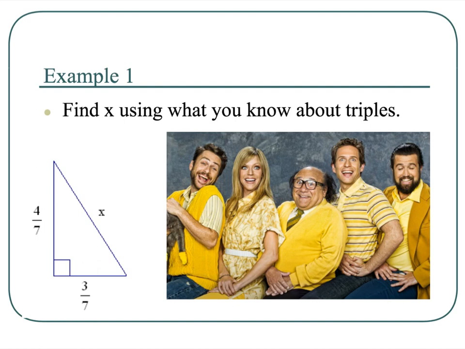Alrighty, so we got another wonderful family photo here. That's the crew from It's Always Sunny in Philadelphia. So we've got 4 sevenths, 3 sevenths. What do we think x is going to be?